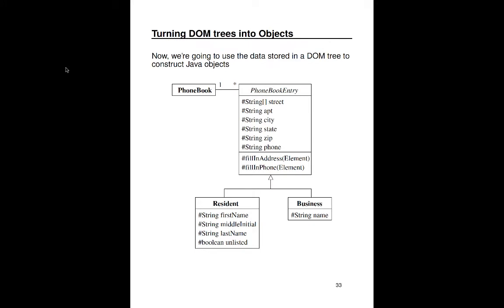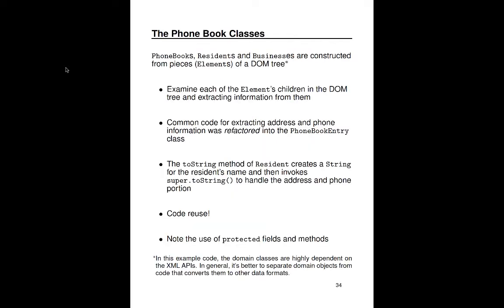Now we're going to look at how the DOM API can be used to convert an XML representation of your data into the domain objects that your program is used to working with. So continuing with our phone book example, we're going to introduce some Java classes that represent the phone book. We're going to have a class called PhoneBook itself, and it consists of multiple PhoneBookEntry objects that represent an entry in that phone book. PhoneBookEntry is an abstract class with a lot of common state that's been factored into one place, state from a Resident class and a Business class. Now all these objects are created from DOM objects.